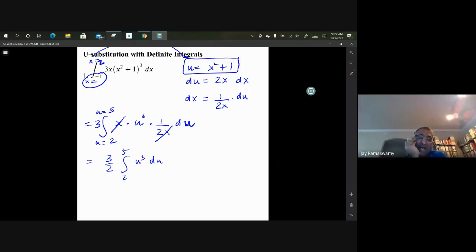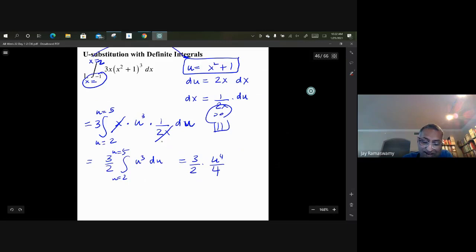Yes. Now everybody, look at the board. The new variable is u. In other words, I do not need to do a backward substitution. Just play along. What's the integral of u cubed? u to the 4th over 4. Now here's the key step. I do not do a backward substitution. Do not substitute for u for a definite integral.